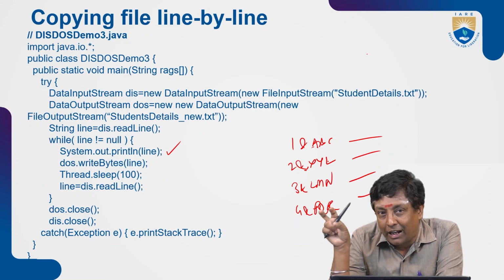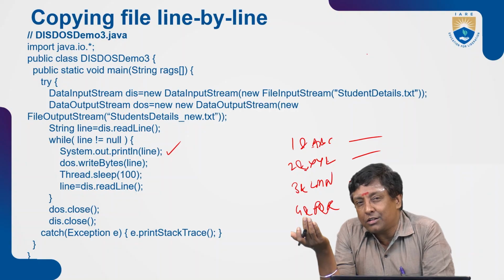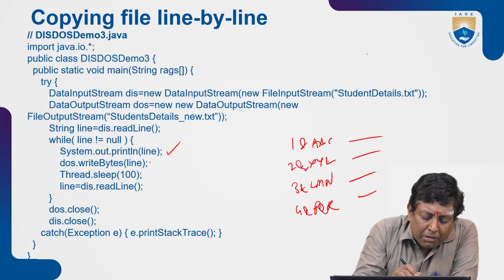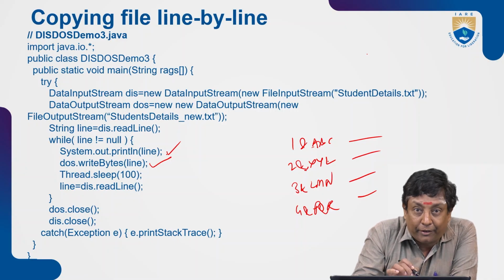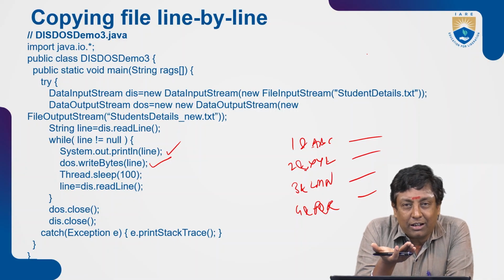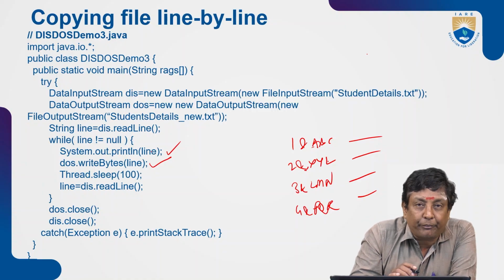There is no writeLine or writeln method because the characters may be within the ASCII range or the Unicode range; we don't know. So the DataOutputStream writeBytes function will take a string. An array of bytes means an array of characters, nothing but a string. So the argument of the writeBytes method is line.